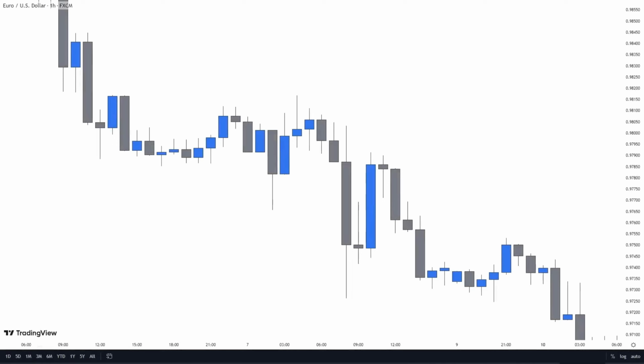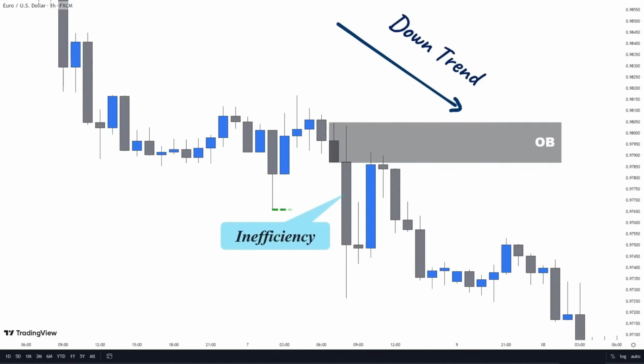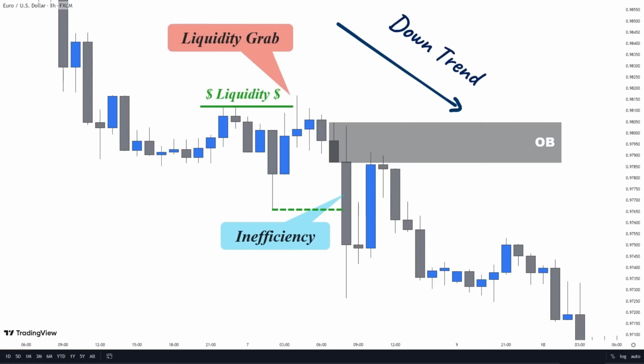Now look at this bearish example here. In euro-dollar 1-hour time frame, we have an obvious downtrend. We can spot this order block that created inefficiency and break of structure. But the interesting point about this order block is that the start of this move is a liquidity grab. So this is a +1 point trading opportunity.